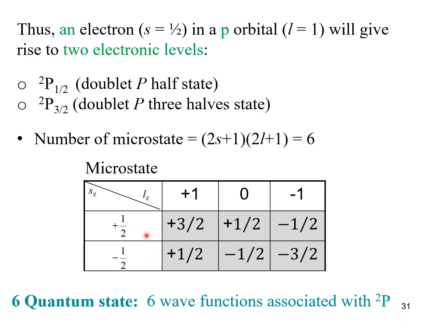So if the electron is occupying the spin up manner and in the orbital of Lz equals plus 1, therefore the Jz is plus 3 over 2. If the electron occupies Lz equals 0 with the spin up, then the Jz is plus 1 over 2, and so on. Therefore, we have 6 different ways that this one electron can occupy the p orbital. So we also call it the 6 quantum states. And we have 6 wave functions associated with this 2P term symbol.